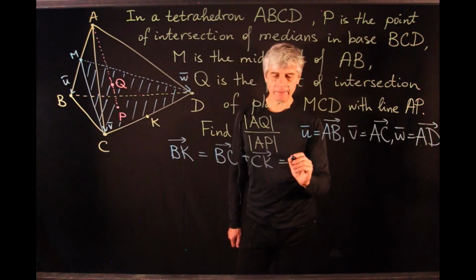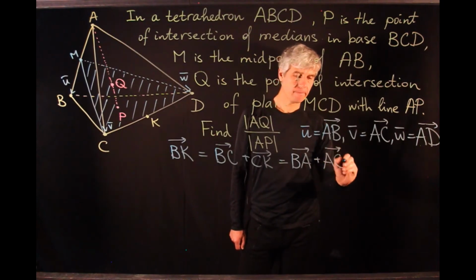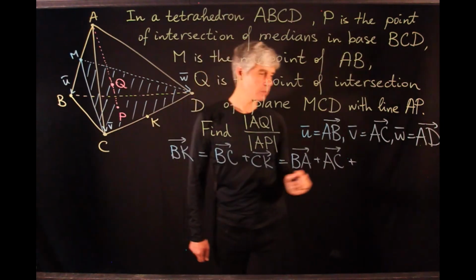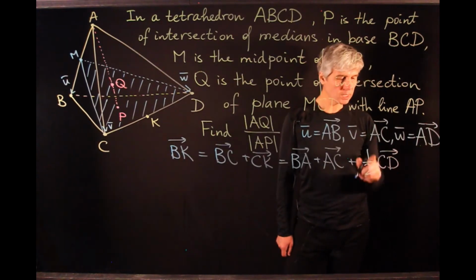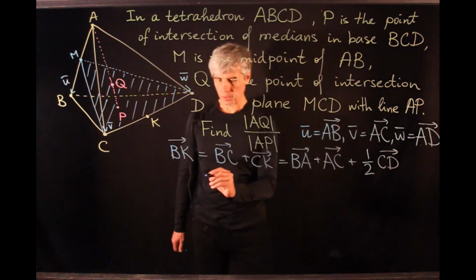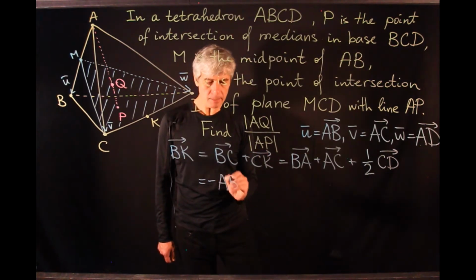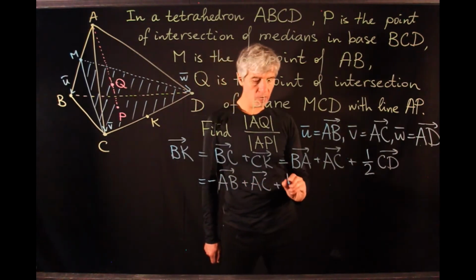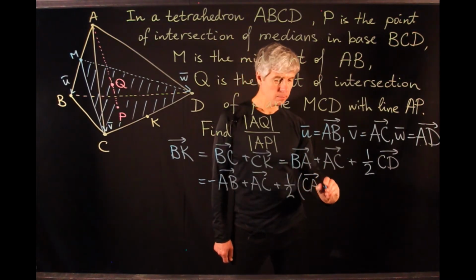And so here we have BC, which we can further decompose as BA plus AC, and CK, because K is the midpoint of CD, can be written as 1/2 CD. Then we do the same thing for CD. So what we have is BA can be written as minus AB, plus AC, plus 1/2 CA plus AD.